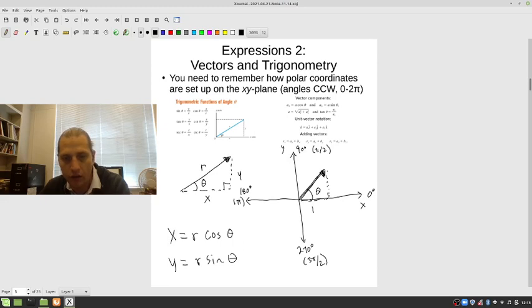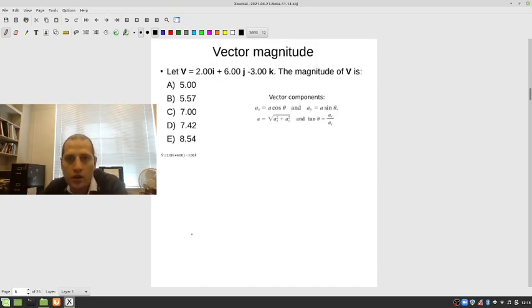Okay? And so then you're writing this vector as the sum of its components. You have an r_x and an r_y. And of course, if you want to go backwards from that, you can. So for instance, if you have a vector that's written in component form, you can use your Pythagorean theorem, and the magnitude of that vector would then be 2 squared plus 6 squared plus minus 3 squared, and then take the square root.